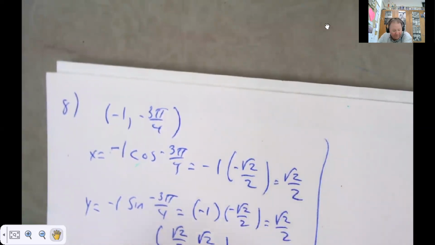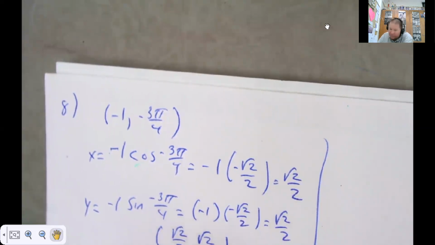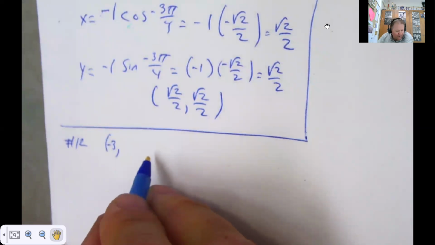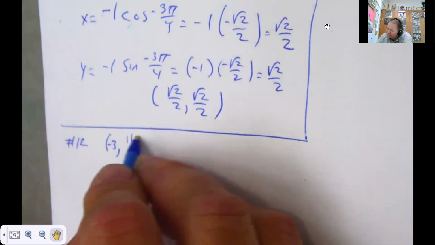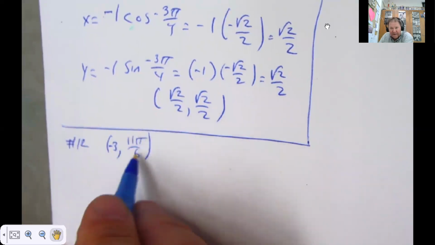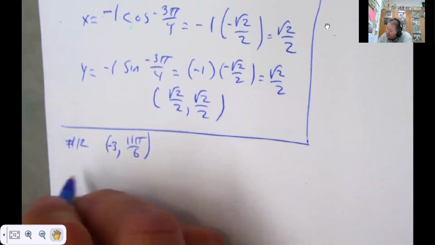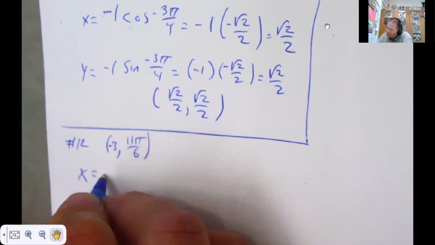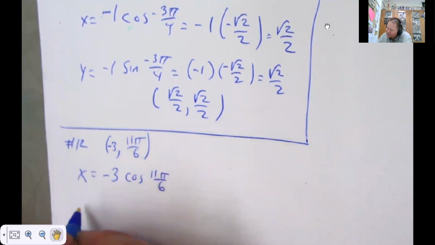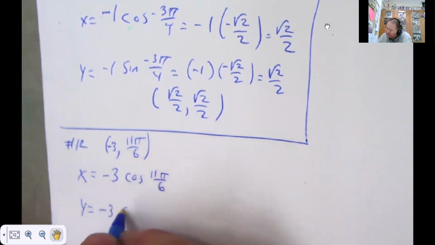Number 12 is -3, 11 pi over 6, which is a 30-degree reference angle in quadrant 4, right? So again, same formula. It's going to be r cosine of theta, and the y value is going to be r sine of theta.